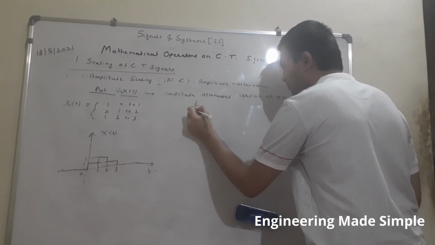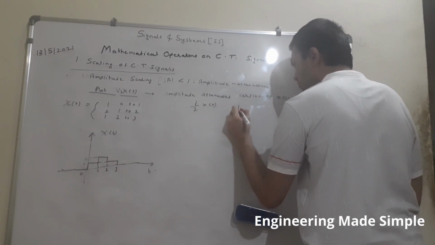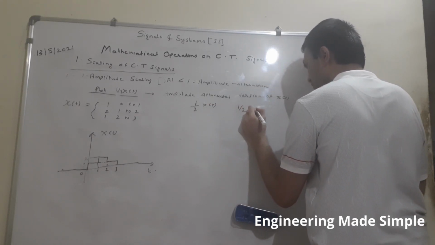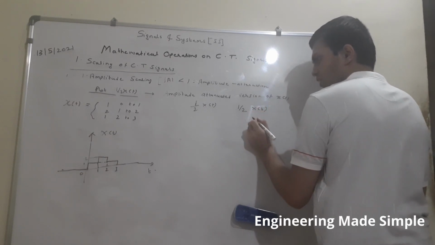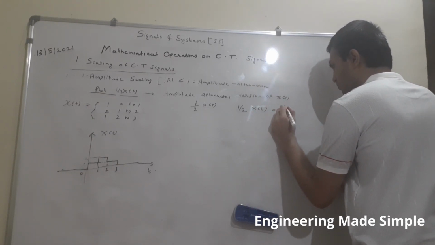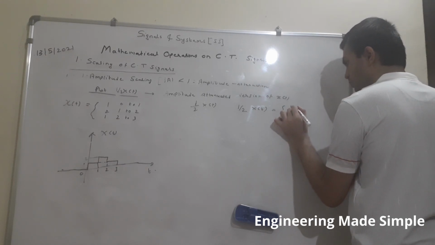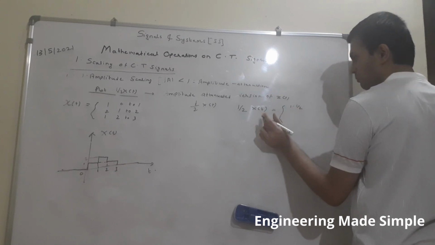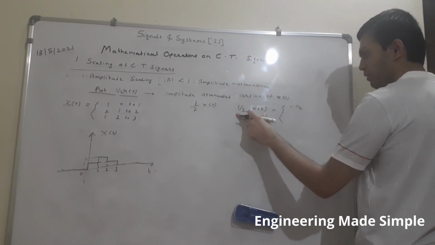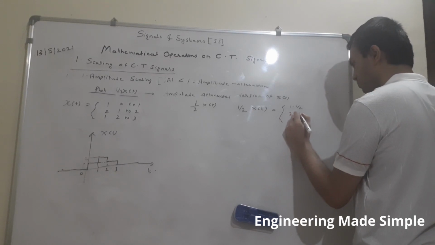Plot half of x of t. So now, how will you define half of x of t? Whatever the values were here, what was our x of t value? 1. 1 into 1 by 2 will be 0.5, because it would be the amplitude scaled by 1 by 2. Then here 2 was there, so it would be 2 into 1 by 2.